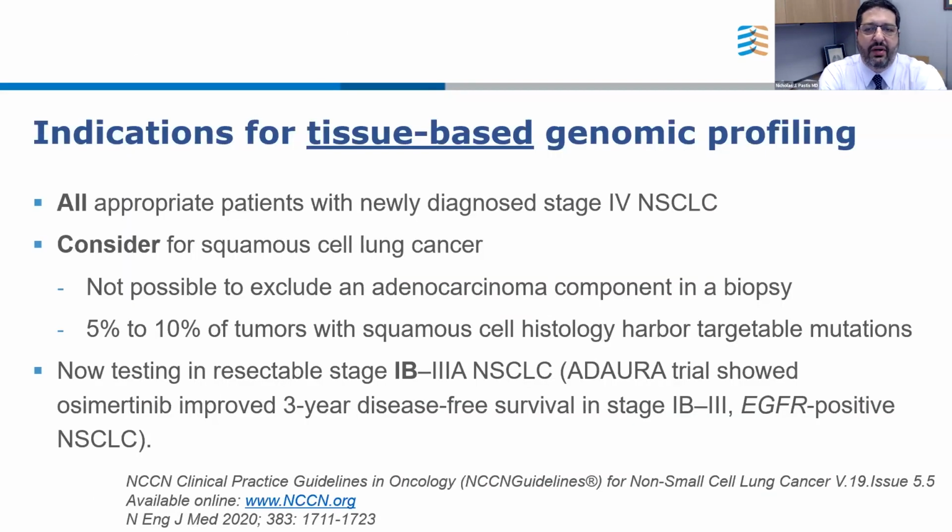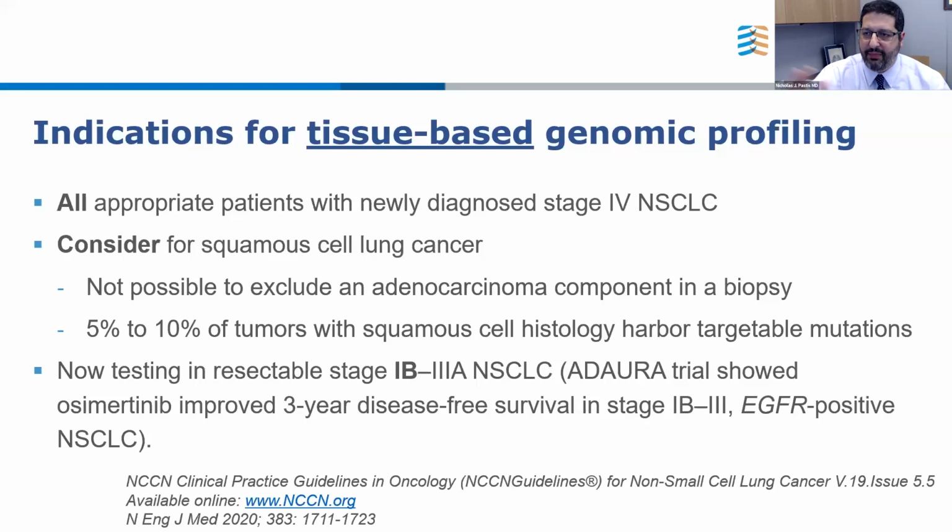So back to genomic profiling, molecular analysis. Who should we be testing now? Without a doubt, all patients with newly diagnosed stage 4, many of them can be treated with a single agent if it's targeted. So that's really a population you don't want to miss.